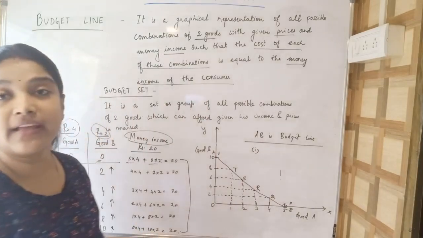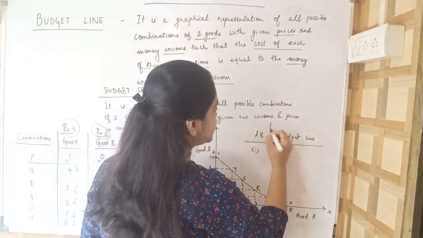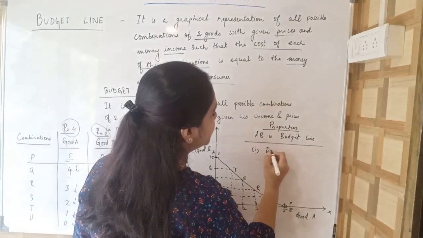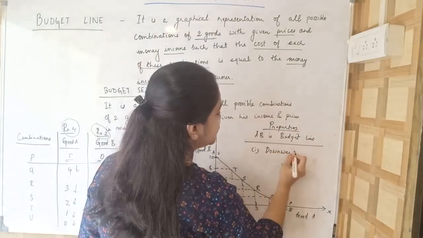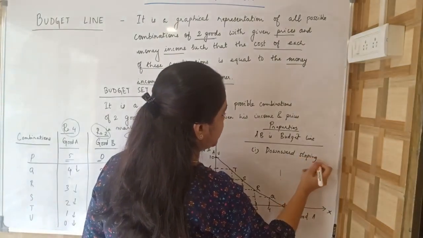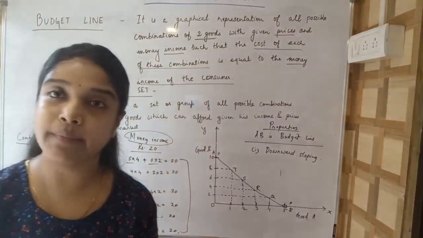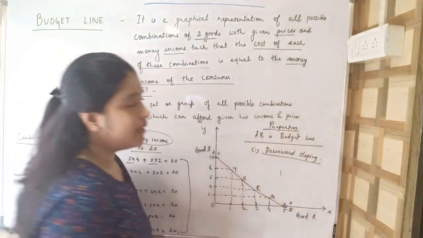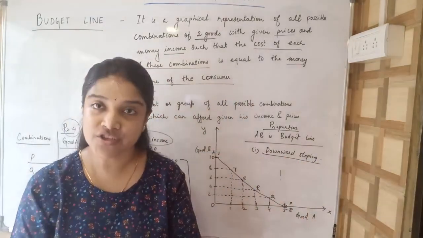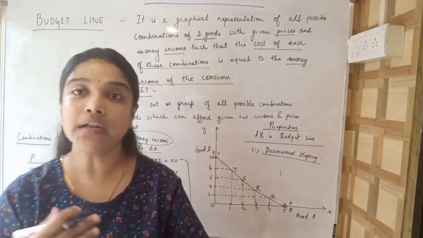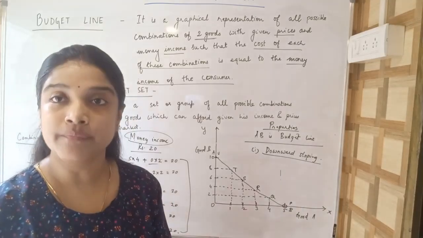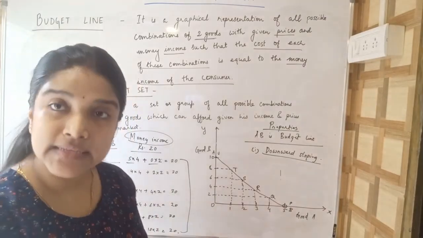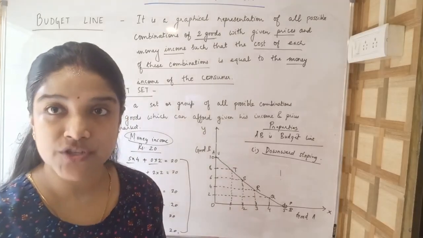So the properties of a budget line. First, the property of a budget line is that it is downward sloping. Very, very important, students. You all can get this question in your exam. What are the properties of a budget line? First and foremost property is that it is downward sloping in nature because of the inverse relationship between the quantity of goods. When we are increasing the purchase of one good, we have to decrease the purchase of another good.